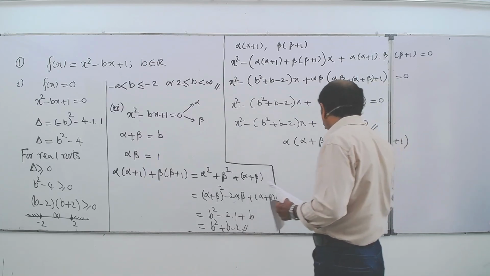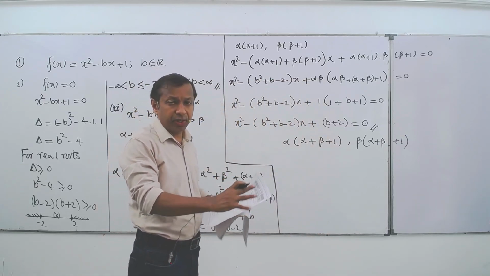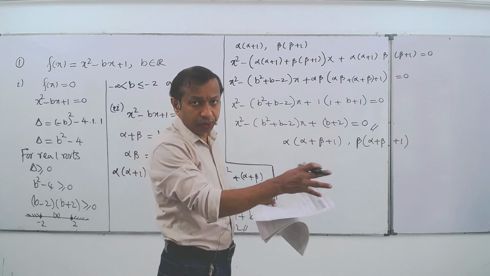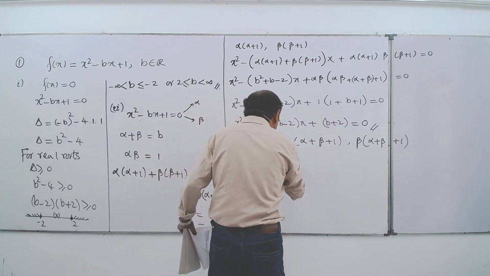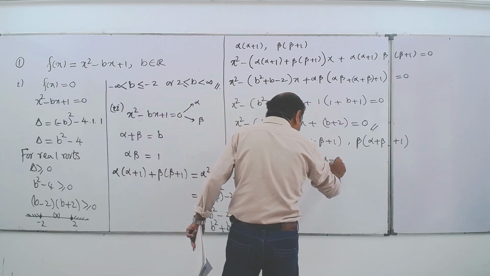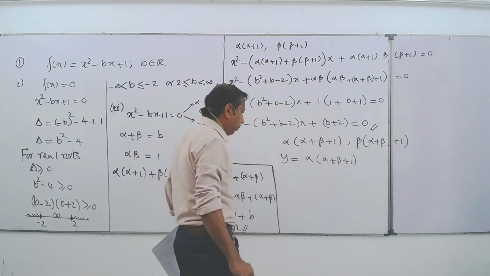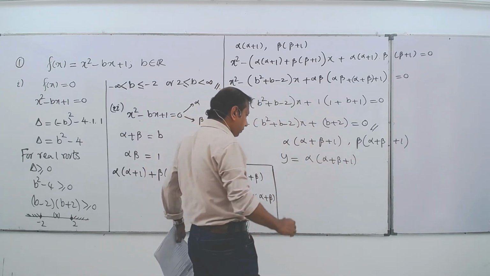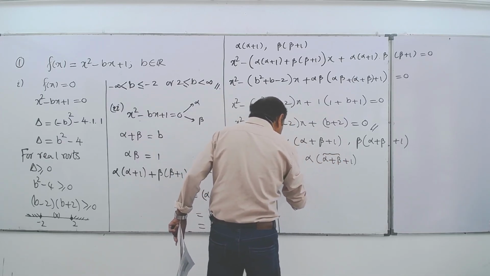Okay. So now these two roots are symmetric. Reason: if we interchange alpha and beta in one root, the other root comes. So therefore the two roots are symmetric. So on that occasion we take any root out of these two as y. Right? Okay. Now what I do next is I multiply this alpha plus beta by alpha this way.